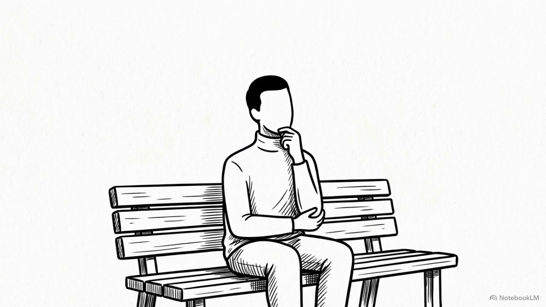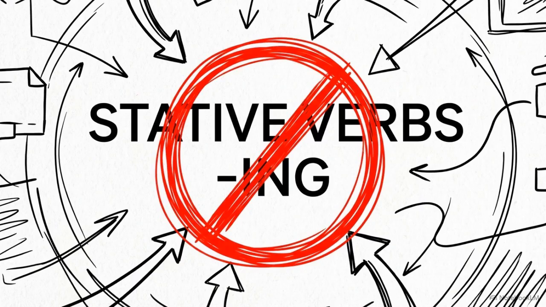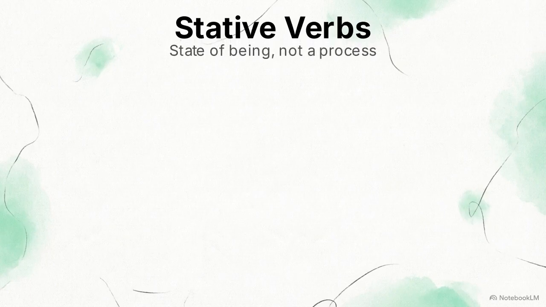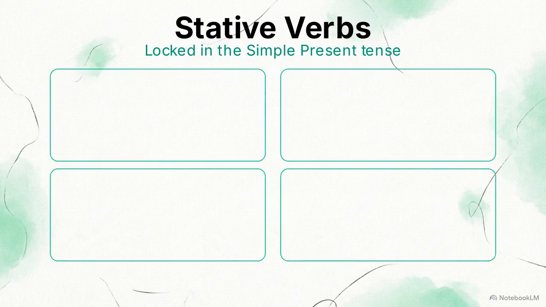But not every verb is an action. Some verbs describe a condition that simply exists. These verbs actively resist the -ing ending. We call these stative verbs. Because they describe a state of being rather than a process, they must remain locked in the simple present tense. The structure physically rejects the continuous -ing form.